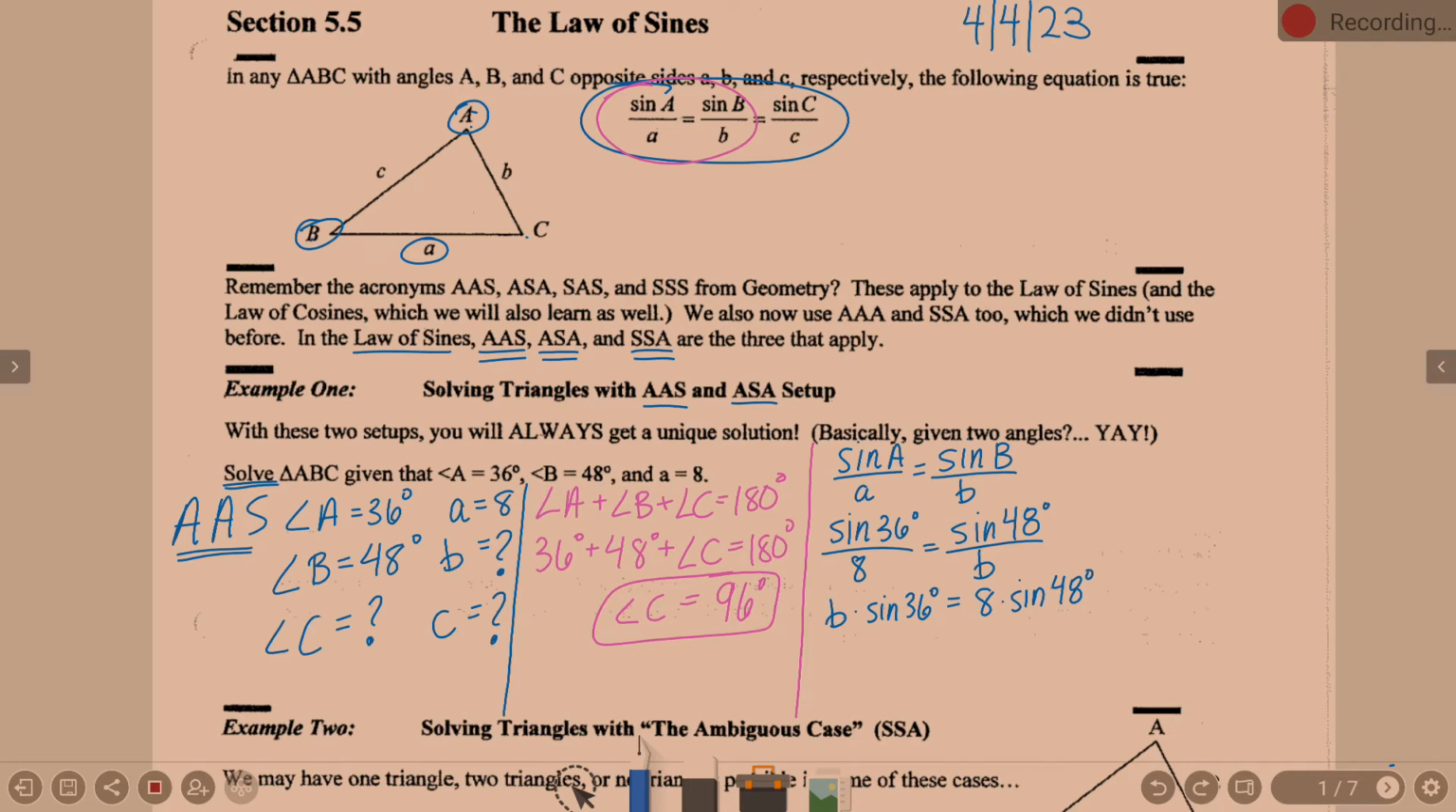Then think logically. How do I solve for b? If it's b times sine of 36 degrees, we're going to divide by sine of 36 degrees. So b is going to be equal to 8 times sine of 48 degrees divided by sine of 36 degrees. Now, here's the challenge. Can we all figure out how to put that into the calculator?